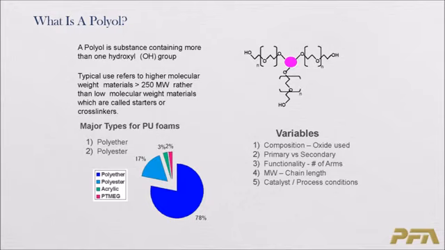So if you look at this polyol structure in here, essentially you have some type of starter molecule, and then you have a number of arms going off. So the variables on the polyol side can be the composition, what oxide was used along those arms, whether those OH groups are primary or secondary, the functionality, in other words, how many arms there are, the molecular weight or the chain length, as well as the catalyst or the process that was used to manufacture that polyol.